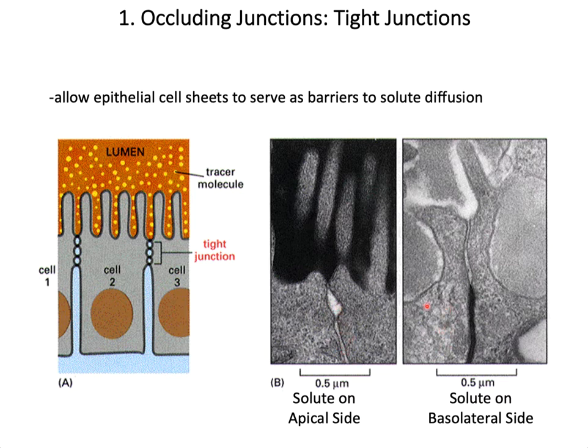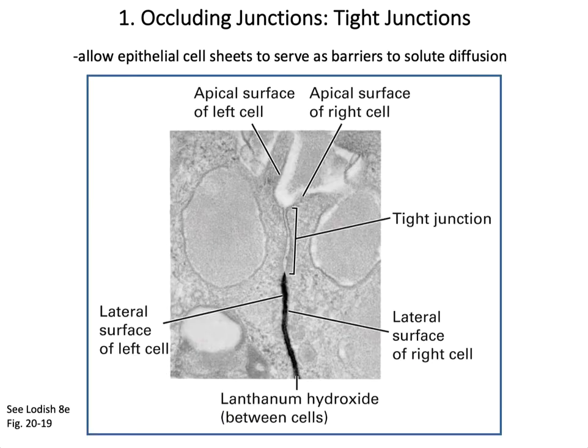On the other hand, you can take an electron-dense solute and put it on the basolateral side, and you can see that it can travel all the way up to the point of the tight junction, but it can never pass through the tight junction into the apical side of the epithelial sheet. So these tight junctions allow the sheets to serve as barriers to cellular diffusion.